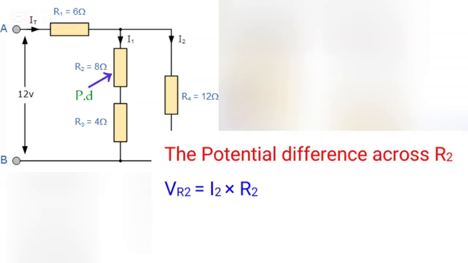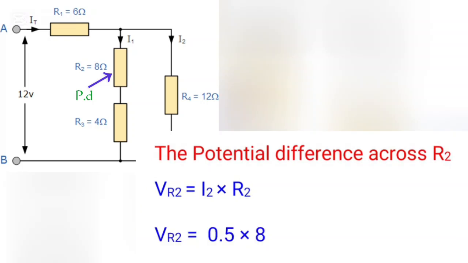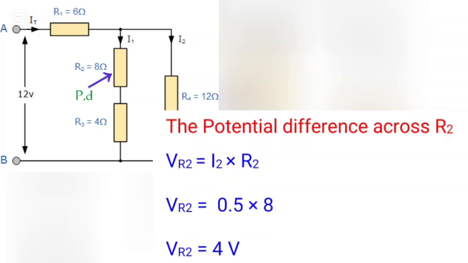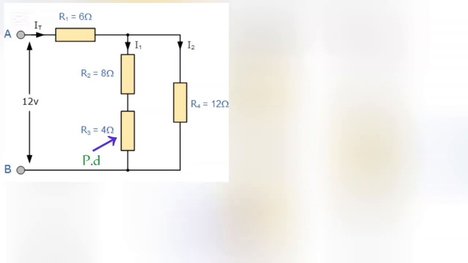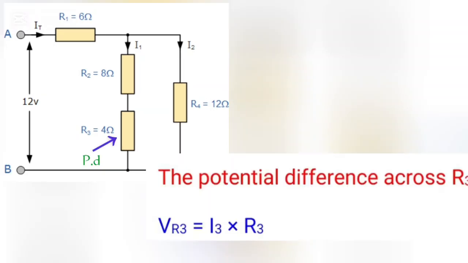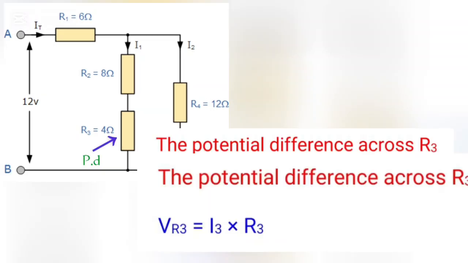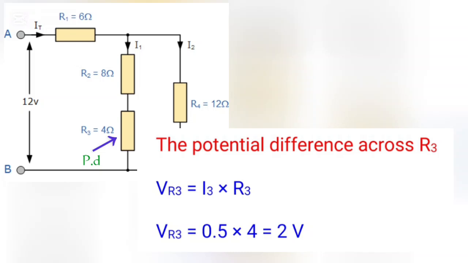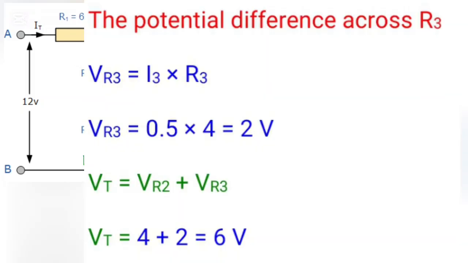The potential difference across R2, which is VR2, is equal to I2 times R2. VR2 is equal to 0.5 times 8. VR2 is equal to 4 volts. The potential difference across R3, VR3, is equal to I3 times R3. VR3 is equal to 0.5 times 4. VR3 is equal to 2 volts. If you add VR2 and VR3 together, you will get 6 volts, just to check if we are correct.